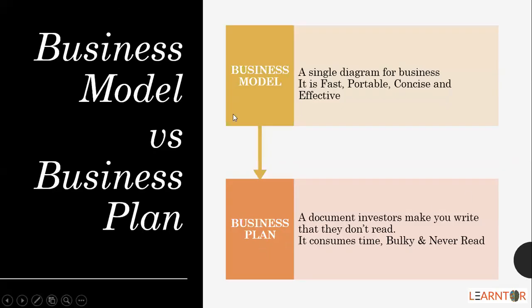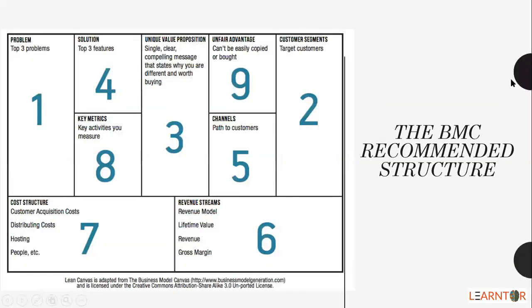Like I talked about, the business model and the business plan. The business model canvas, the BMC, is a single diagram for business. It is fast, portable, concise, and effective. Whereas the business plan is a document investors make you write for months and months, is bulky and clunky, and nobody reads it. This is the template of the business plan. This is the structure of the business plan. The business plan and the lean canvas are one and the same, but just some cute things change with regards to the BMC. Okay, and this is the way you're supposed to go.